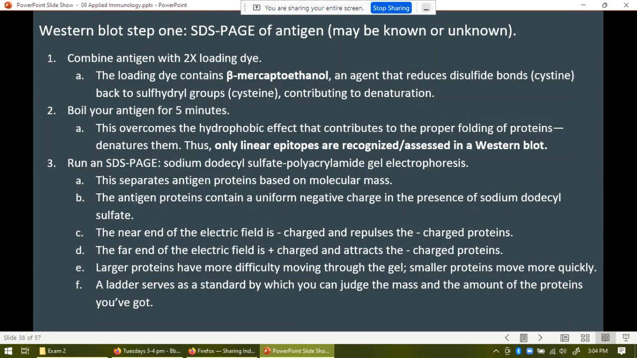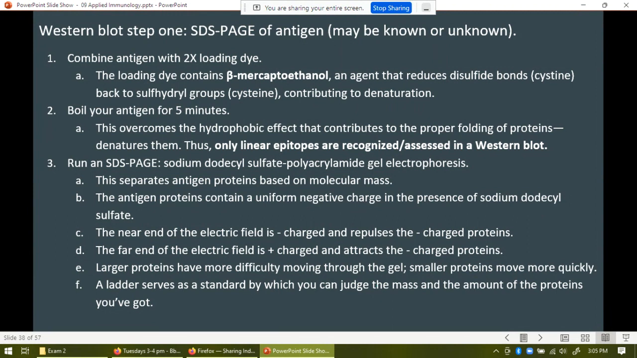It's made of polyacrylamide. The SDS page separates antigen proteins based entirely on molecular mass. They contain a uniform negative charge when you add the SDS, and then they run toward the positive end of the field, which is on the far side. Larger proteins stay toward the top of the gel, and smaller proteins move more quickly. They move toward the bottom of the gel. And then you also add a ladder to serve as a standard so that you can judge the mass and the amount of proteins that you have in the sample.